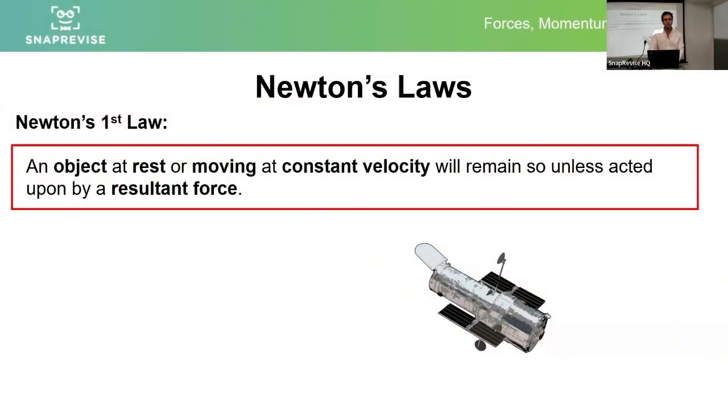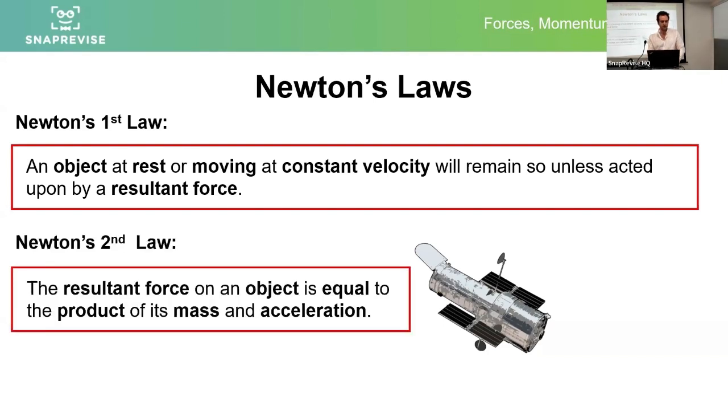Now, floating back down to linear forces, it's worth recapping Newton's laws. He's got three regarding motion, but obviously Isaac Newton was busy doing all kinds of physics. The first one: an object at rest or moving at constant velocity will remain so unless acted upon by a resultant force.